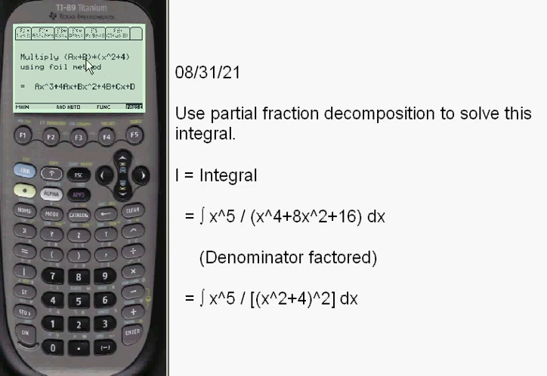In this case, we use that FOIL method, you know, first, outside, inside, and last method, and we come up with this right here. So we combine like terms, and we come up with ax cubed and bx squared and 4a plus c times x and 4b plus d. Now we equate the coefficients. Notice on the left side is minus 8 x cubed, and here's a x cubed, so then a is going to equal minus 8.